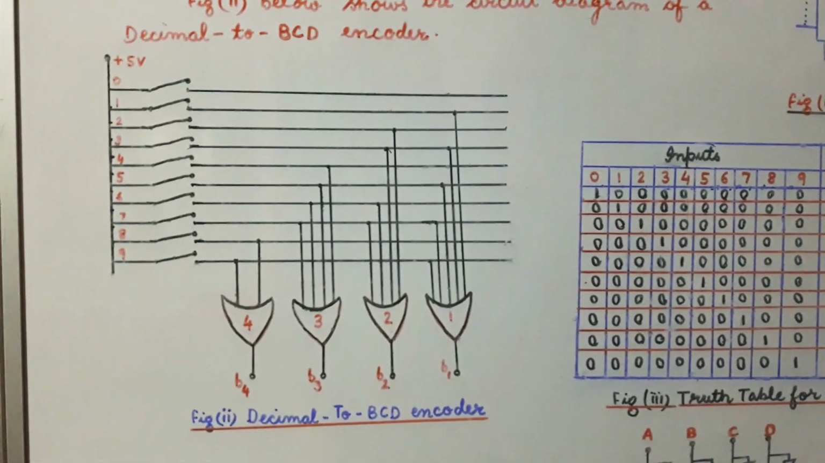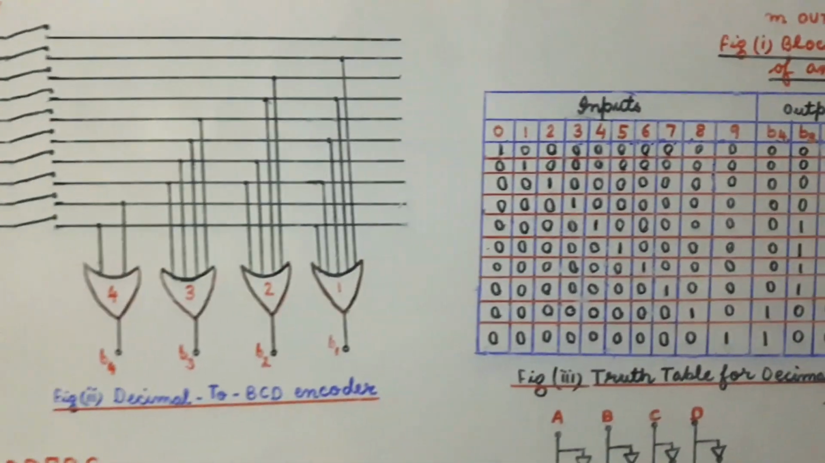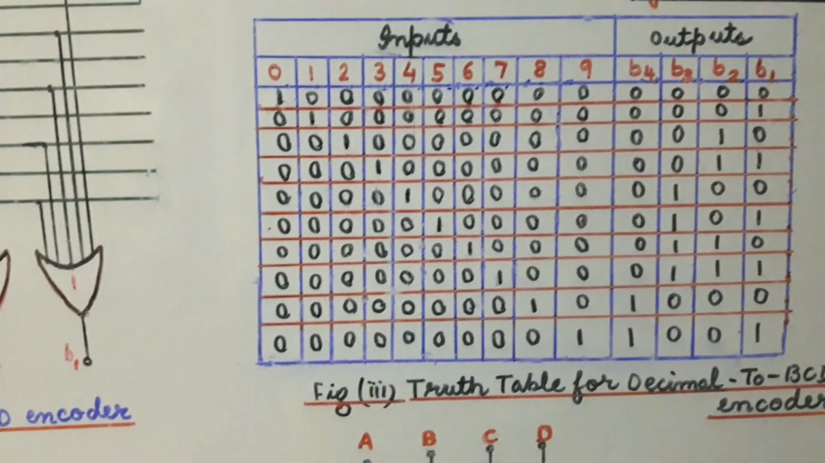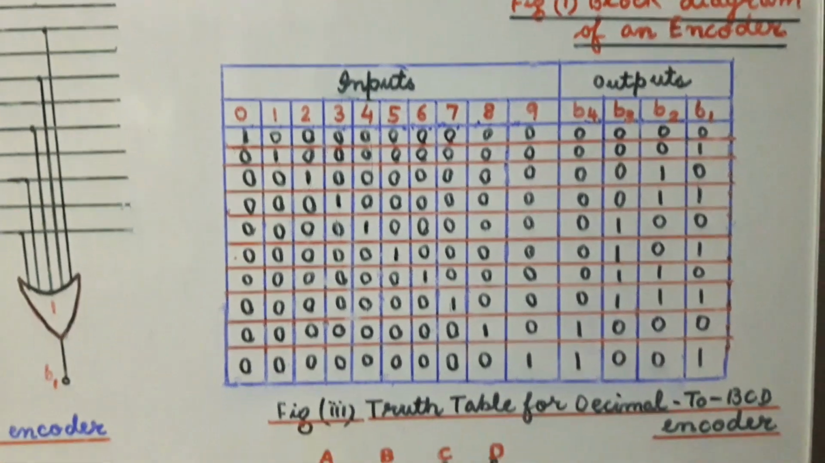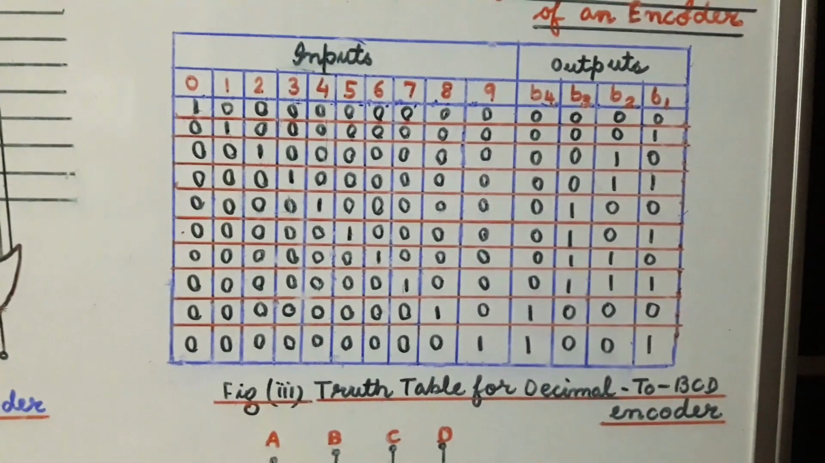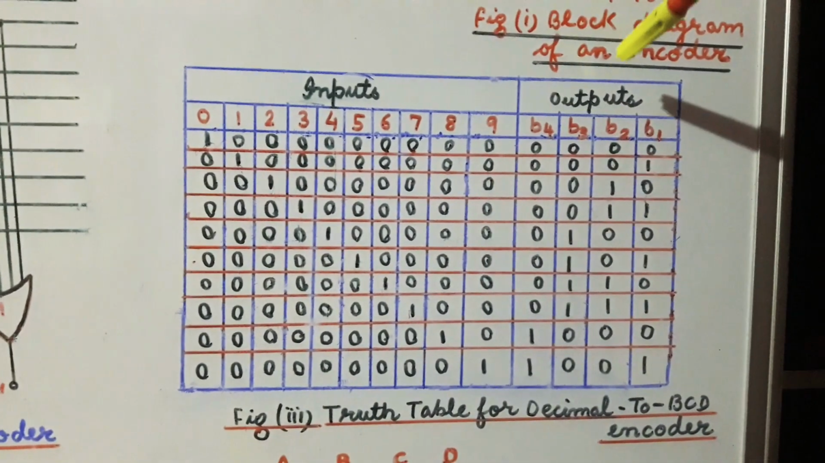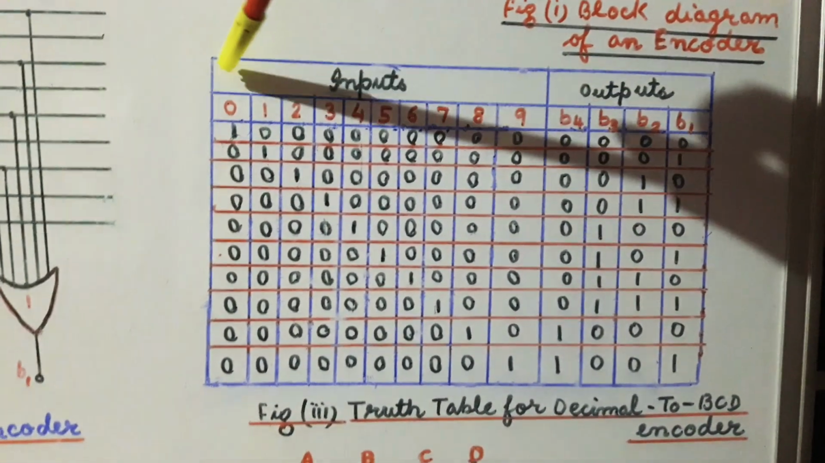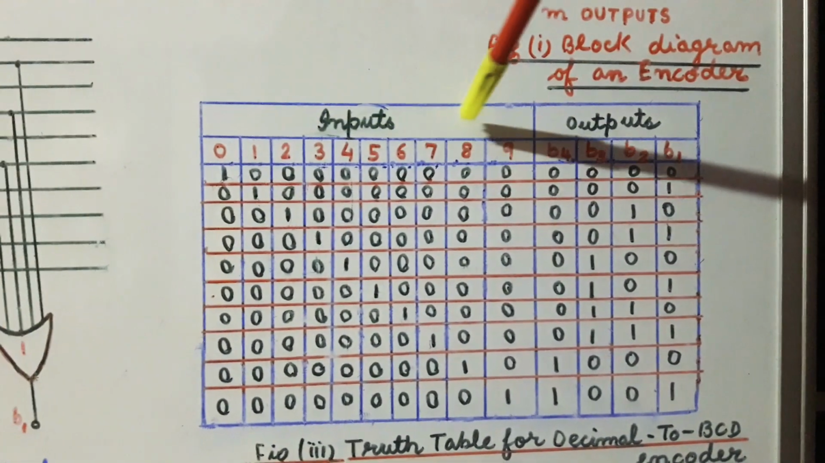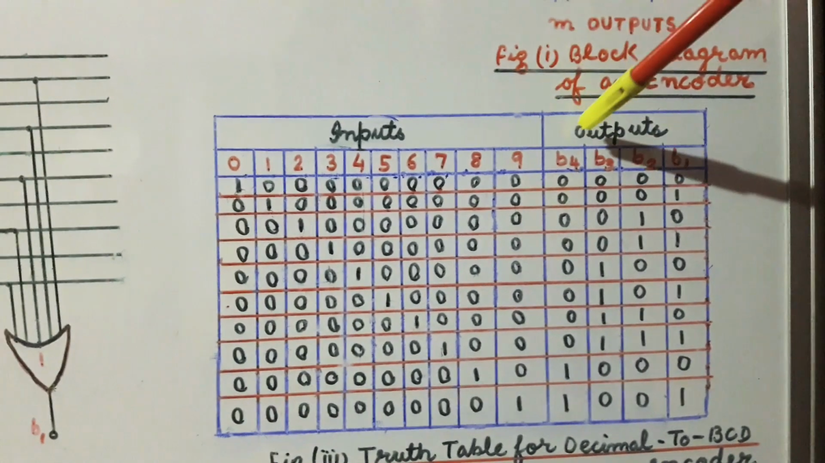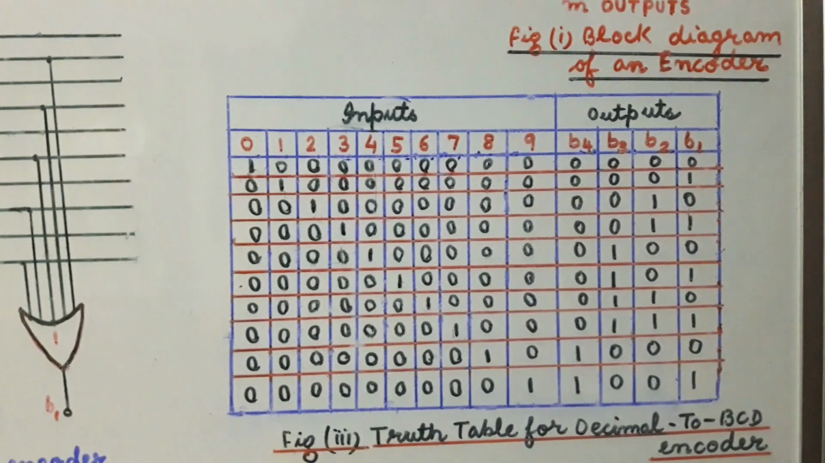We can also draw the truth table for this decimal to BCD encoder as shown in figure 3. This is the truth table of the decimal to BCD encoder. From the truth table we find that these are the inputs and these are the outputs. There are 10 switches which have been represented by the numerals 0, 1, 2, 3, 4, 5, 6, 7, 8 up to 9, and the outputs are the outputs of the 4 OR gates.